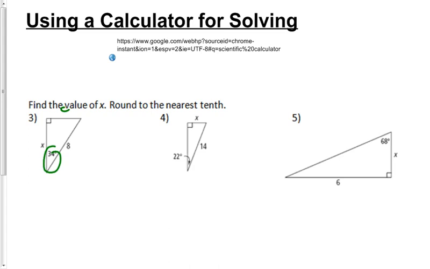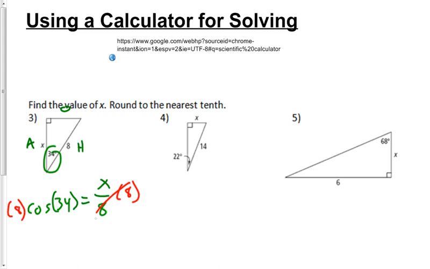So opposite would be here, hypotenuse would be here, adjacent would be here. We have the adjacent and the hypotenuse, so we're going to have to use cosine to find x. So we're going to say cosine of 34 is equal to adjacent, so that'd be x, over hypotenuse, which is 8. So then to solve for x, we multiply both sides by 8. So x is going to be equal to whatever 8 times the cosine of 34 is.